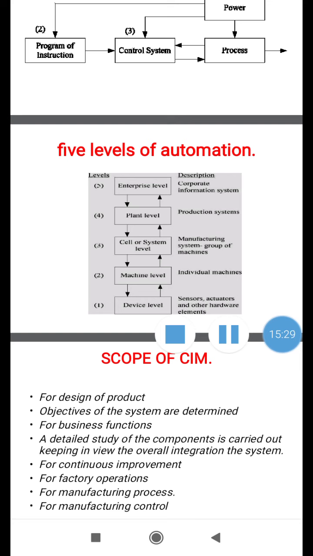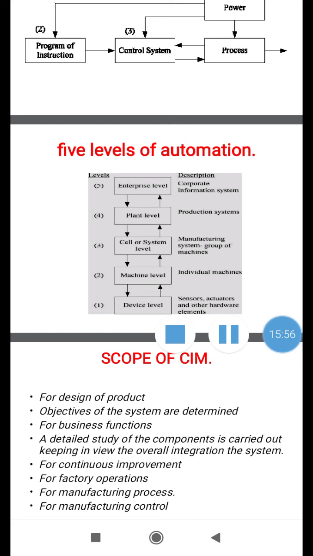Next one, a detailed study of the components is carried out keeping in view the overall integration of the system. Here integration of the system means reducing the number of unnecessary operations in manufacturing. Once you reduce the number of unnecessary operations, that is the integration of the system, automatically the production rate will increase and the number of labors required is reduced. That is also one main scope of CIM.